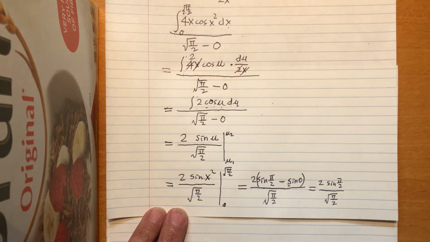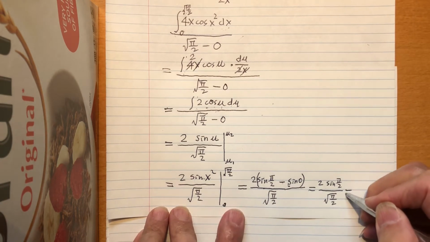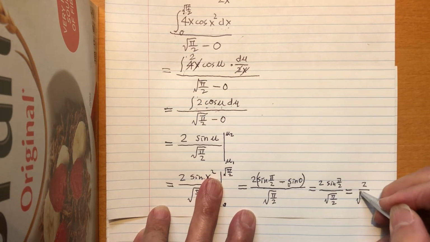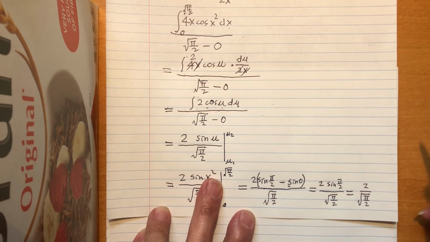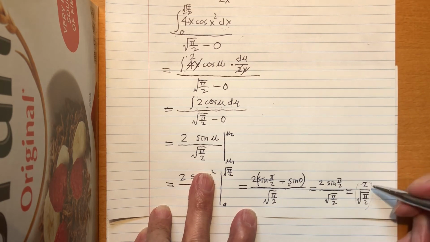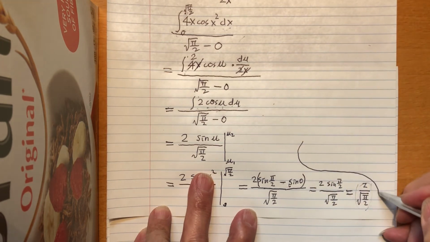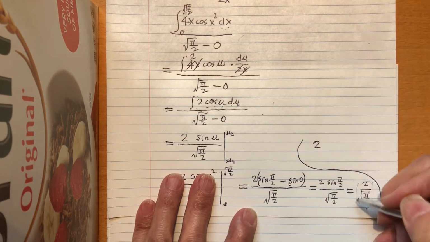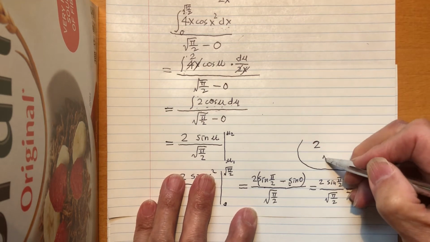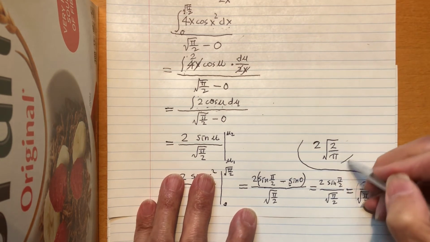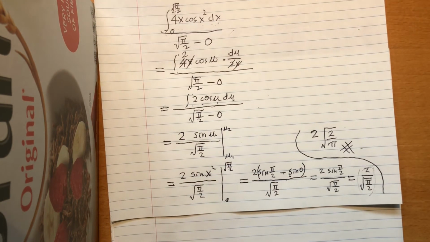What is sine pi over 2? It's 1, is it? So let me see. This is 1, so it's 2 over pi over 2. Then if I simplify this fraction, then I have 2. You flip this, 2. So this is my answer. Any questions? This is my answer.